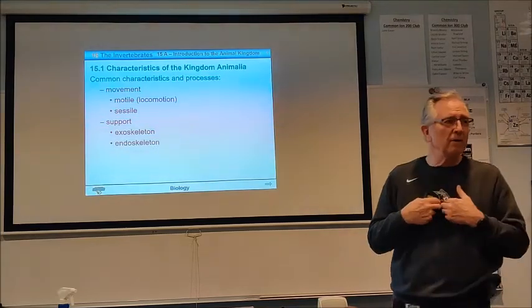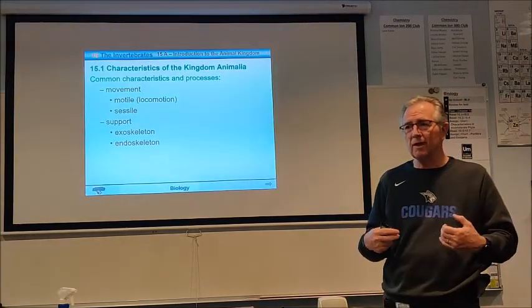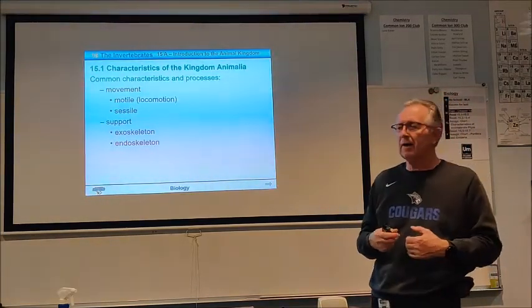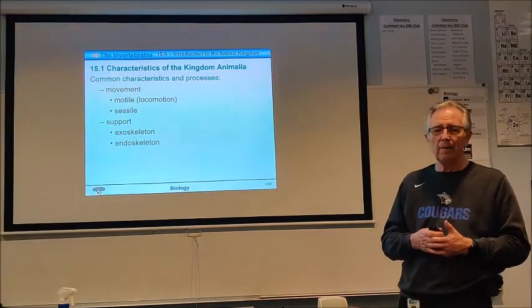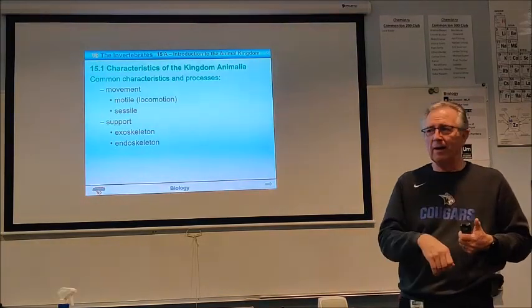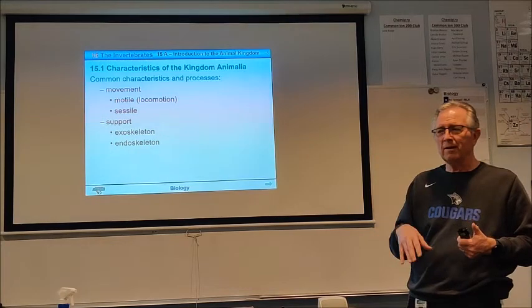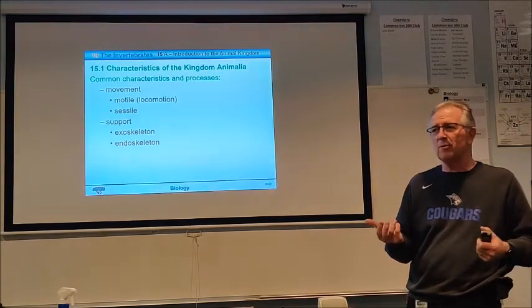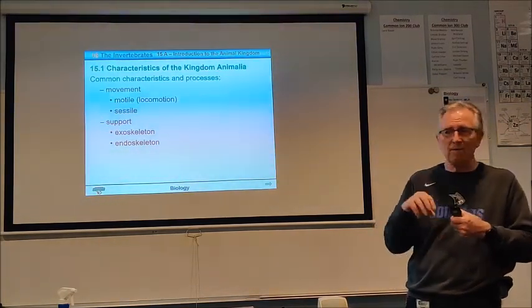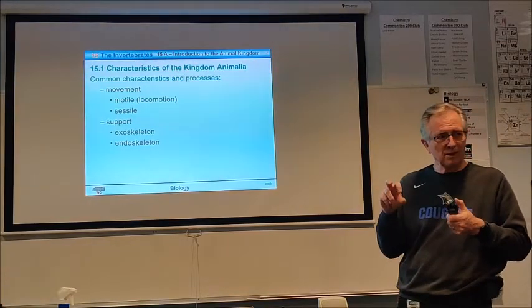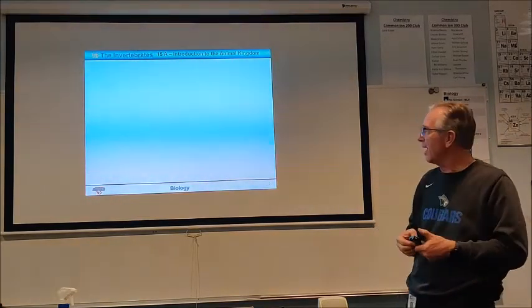Now we have an endoskeleton. So some of them are going to have skeletons on the inside for support. But we read about the sponges that they have a different means of support. They have either some kind of fibers on the inside or actually spicules that are made out of glass.